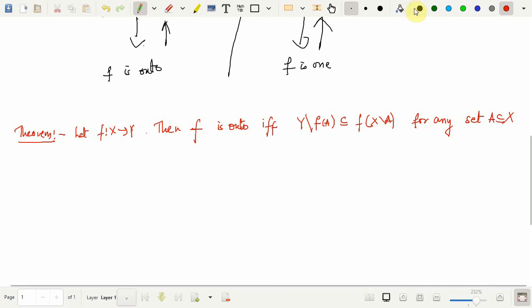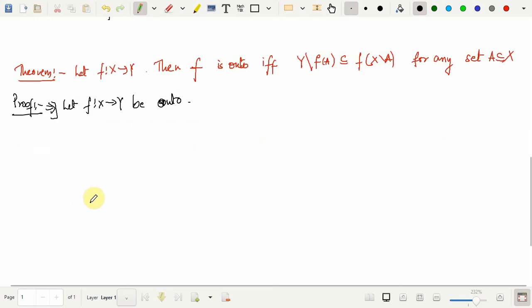So we'll prove this, considering one statement at a time. First I'll assume the direct statement and prove that this is true for any set in X. You're given that f from X to Y is onto. Let A be any subset of X. You need to show that Y difference f of A is contained in f of X difference A.